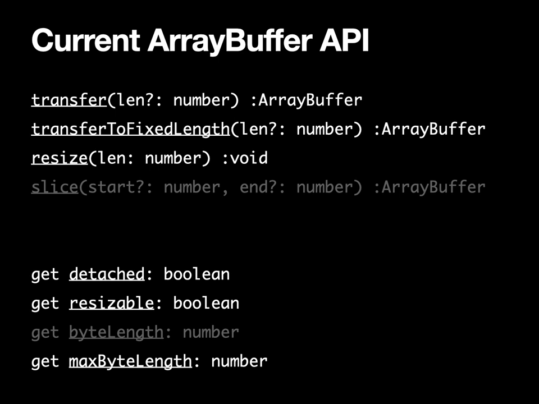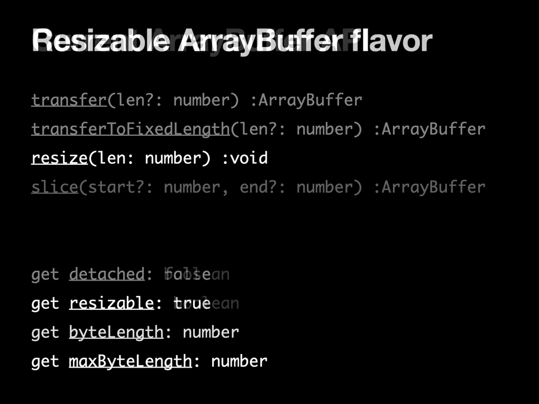For a resizable one, the resize operation. And then these first two getter-only accessors, detached and resizable, let you look at an array buffer and see what flavor you've got. So now let's step through the flavors. This API already enables three flavors of array buffer.